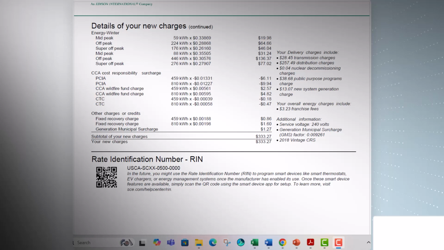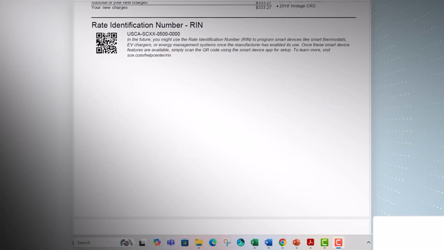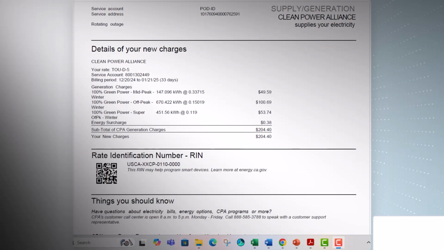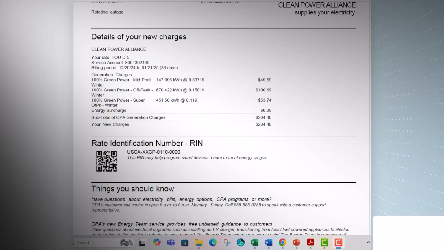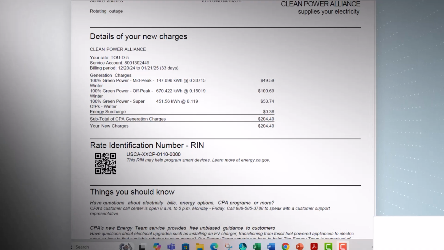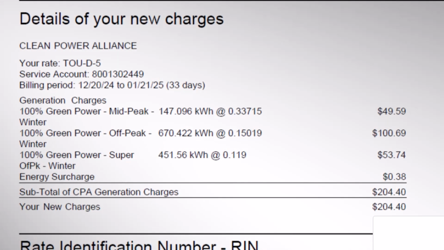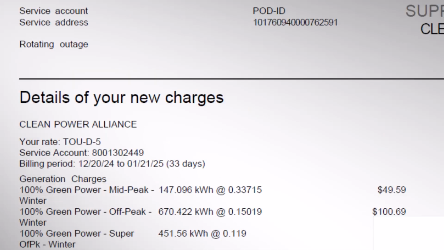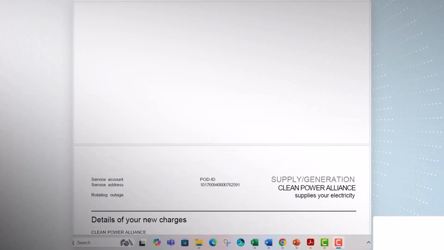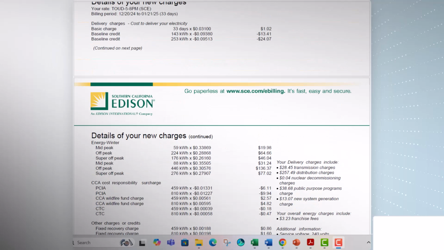And as you can see, electrical bills are very complicated, and there's all different kinds of surcharges and other things associated with them. But it falls down to this 337.27. That's for that first account. And then the second one is this other Clean Power Alliance, this TOU-D-5. We're going to add that into our cost, this 204.40. So that's how we got the total cost for this building for this billing period.